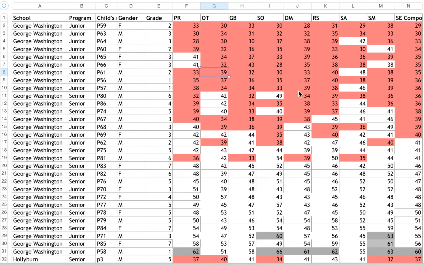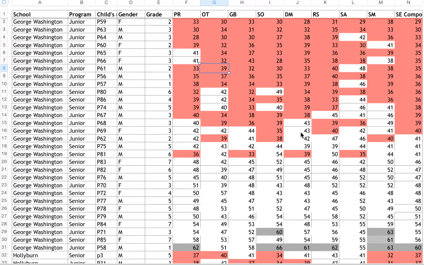The numbers you see here are T-scores, whereby anything above 60 indicates a strength, scores between 41 and 59 indicate a typical score, and anything below 40 indicates a need. Now that we have oriented to the spreadsheet, let's go ahead and take a deeper look to see what these data can tell us. Let's look at score distribution by school.